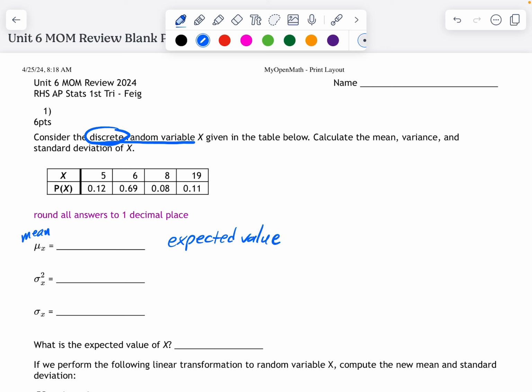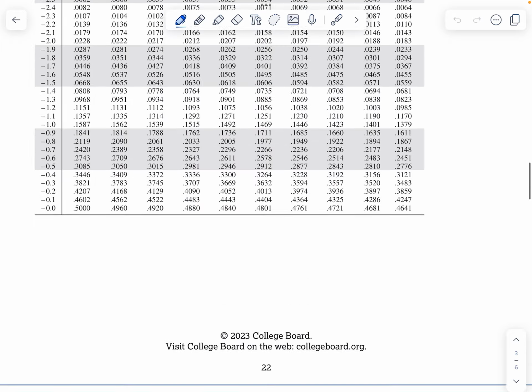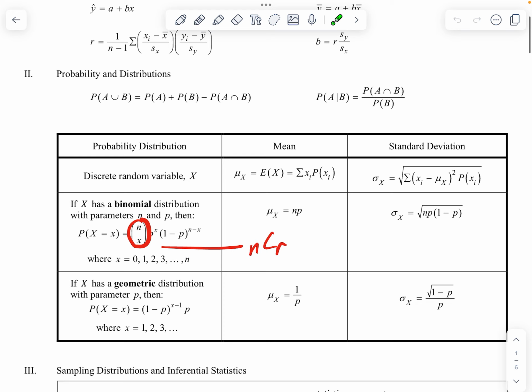We can look at the calculator. Well, we can do a couple ways. First of all, if you want to take a gander at your College Board formula sheet, we will be spending most of our time right here. There's the bell, right here. Okay, so the first question is a discrete random variable. So the expected value or the mean is this formula, and here's the standard deviation formula.